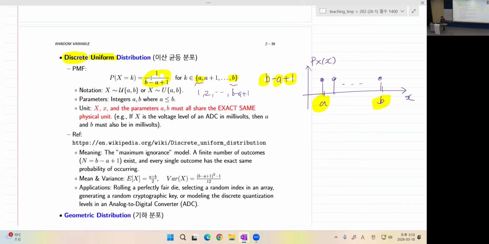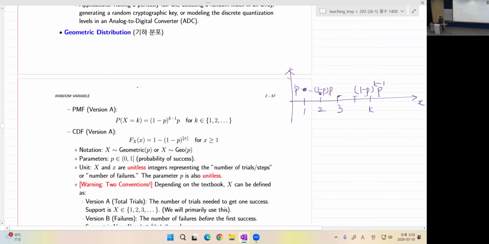Sometimes this A to B may have some units. In that case, you have some constant that just removes the unit from your quantity. Got it? Anyway, here goes the geometric distribution, and the geometric distribution is related with the binomial distribution. It's like you toss a coin and you assign 0 and 1. What is the number of tosses until you first see heads, something like that.